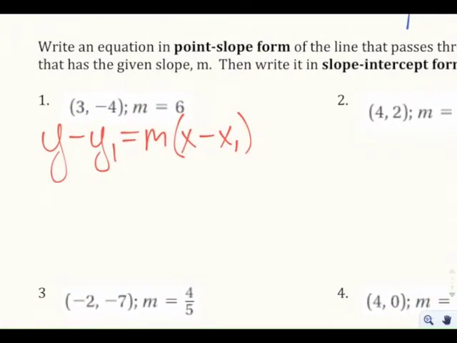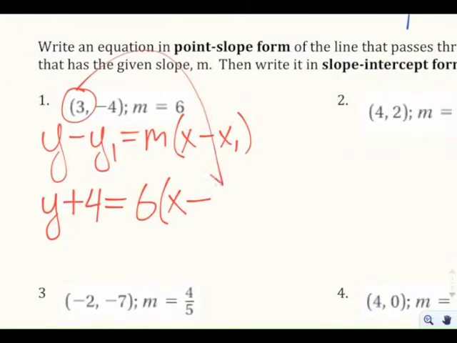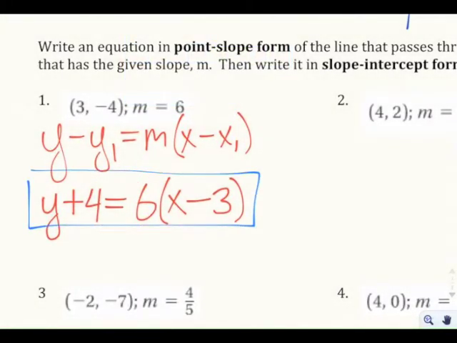Now let's see here. Y stays the way it is because it's a variable, minus a negative 4, so that becomes plus 4, equals m, which is the slope, 6 times in parentheses x stays the way it is because it's a variable, minus x1, which is 3, goes right here. Perfect. So this right here is the equation of the line in point slope form.